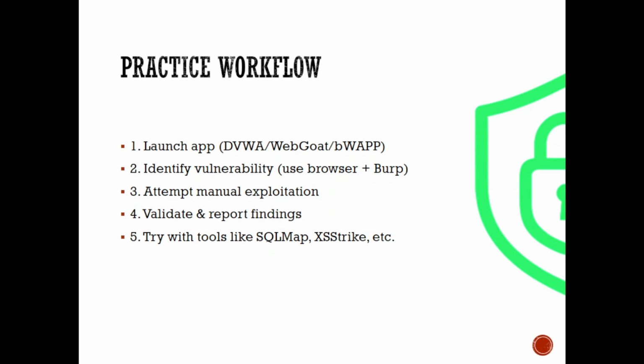Practice workflow. 1. Launch the app: DVWA, WebGoat, or BWAPP. 2. Identify vulnerabilities using the browser and Burp. 3. Attempt manual exploitation. 4. Validate and report findings. 5. Try with tools like SQLMap, XSStrike, etc. Important ethics reminder: these apps are for local use only. Never deploy them on public servers. Practice only in lab networks.